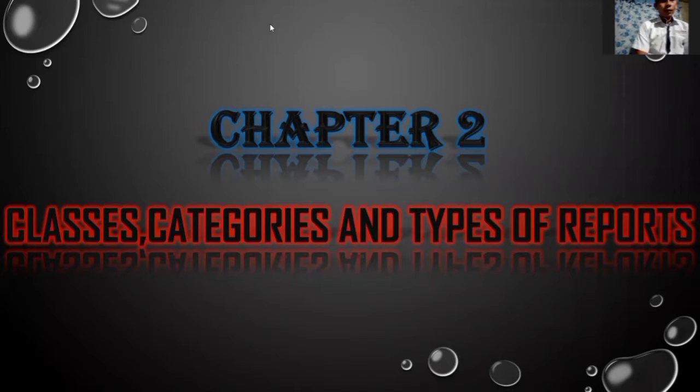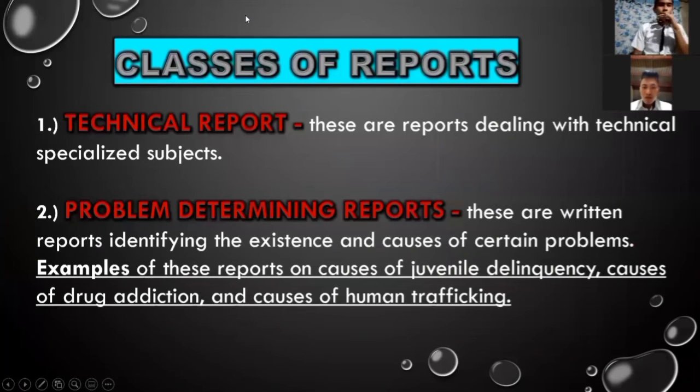Chapter 2. Classes, categories, and types of reports. Classes of reports. Number 1, technical report. These are reports dealing with technically specialized subjects. Number 2, problem determining reports. These are written reports identifying the existence and causes of certain problems.